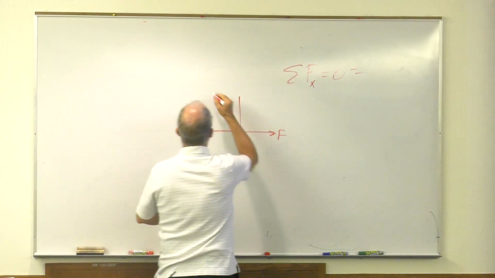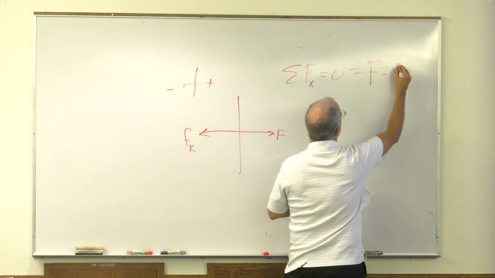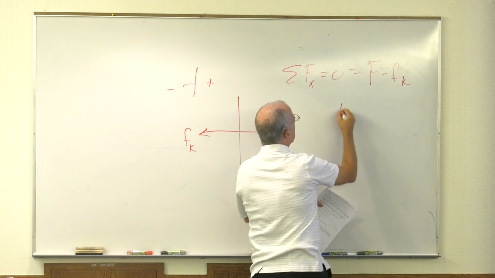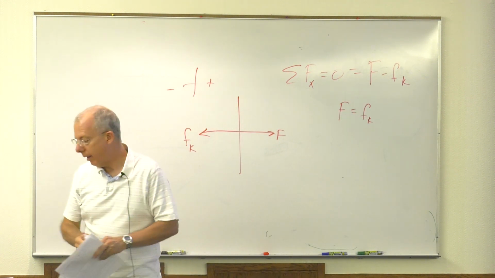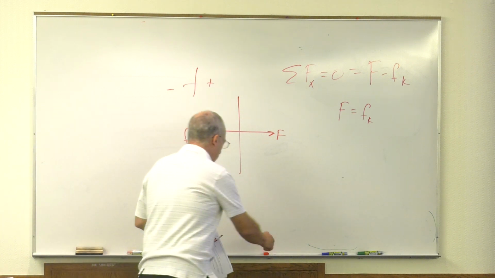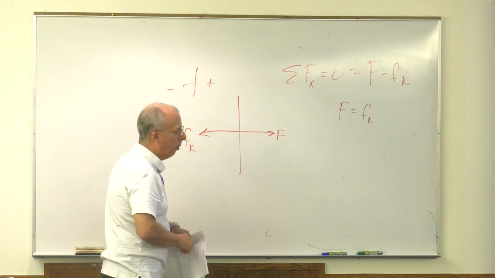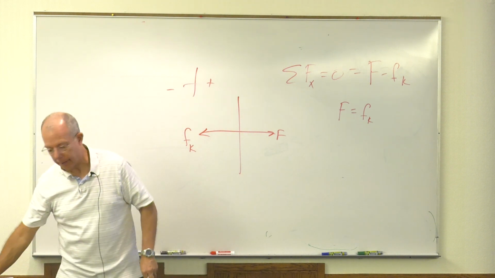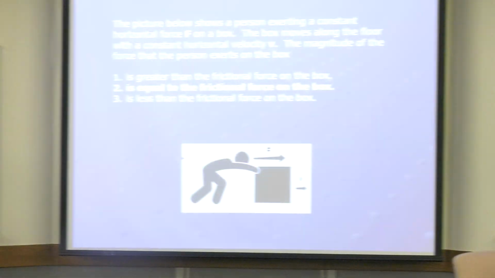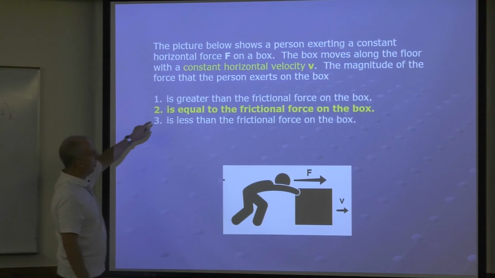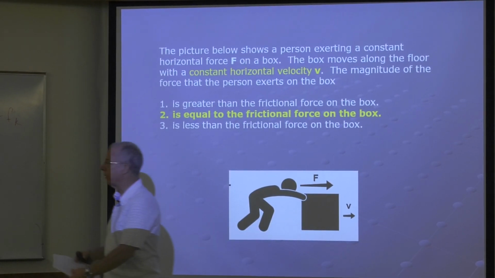What is the sum of the forces? It's big F minus Fk, and that equals 0. So big F equals Fk. It's not accelerating, so the net force is 0. So the frictional force has to equal the force that the person exerts on the box. So the magnitude of the force that the person exerts on the box is equal to the frictional force on the box. Makes perfectly good sense.